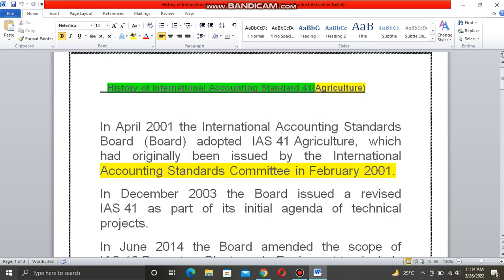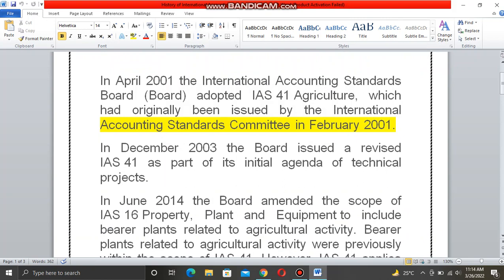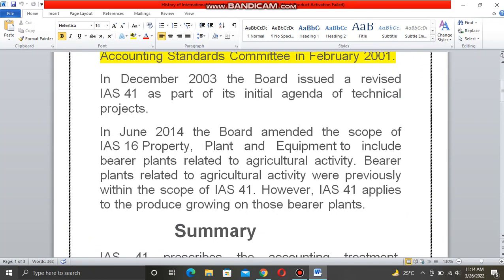In April 2001, the International Accounting Standards Board adopted IAS 41 agriculture, which had originally been issued by the International Accounting Standards Committee in February 2001. In December 2003, the board issued a revised IAS 41 as part of its initial agenda of technical projects.